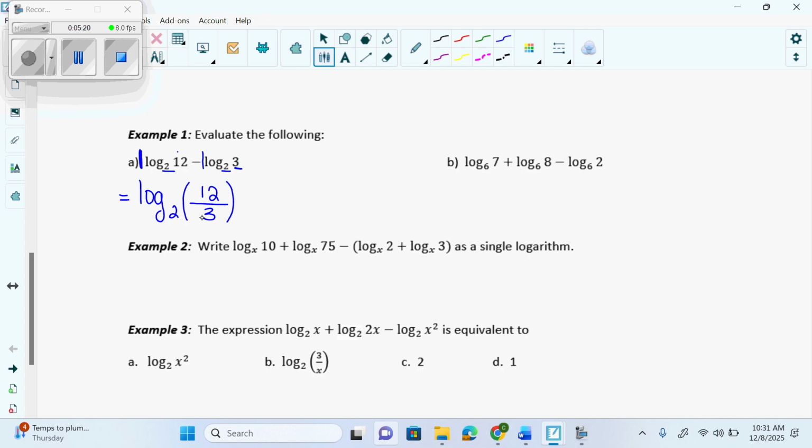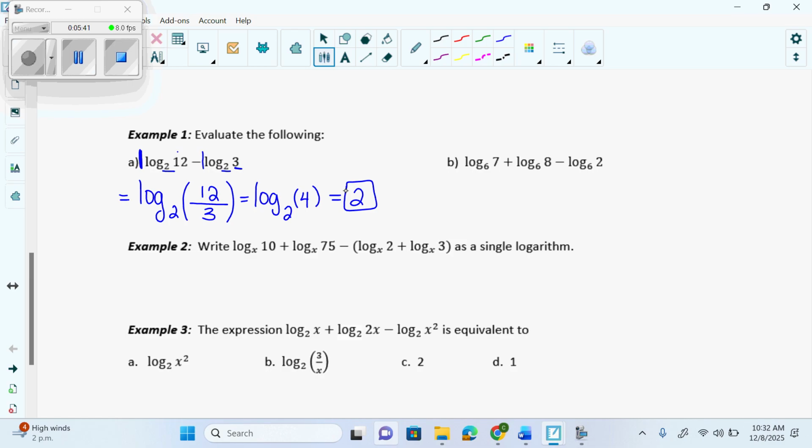So now I'm going to get log base 2 of 4. Because 12 divided by 3 is 4. Yes? 2 to what power gets me 4? 2. So the answer is 2. And I didn't have to type it into my calculator at all because we could just math it.